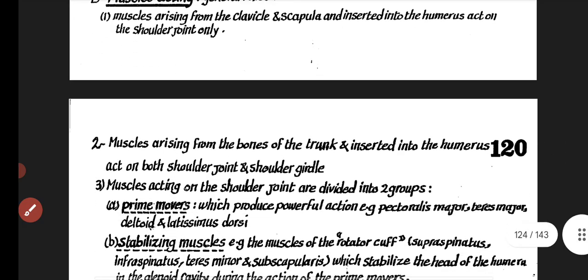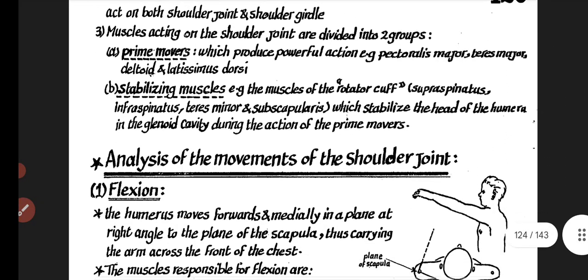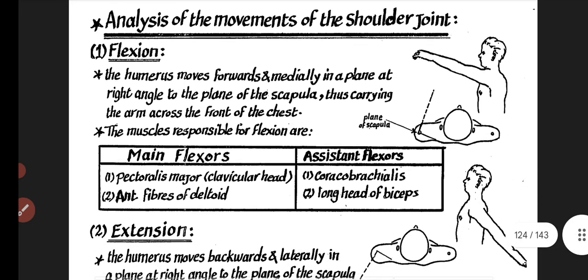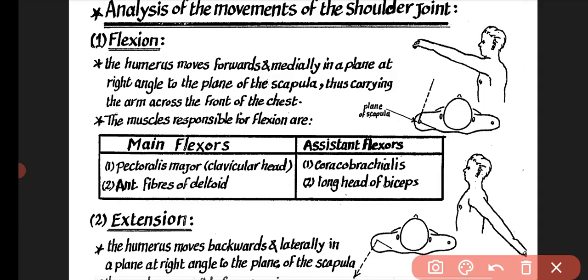What are the muscles for the shoulder joint? Okay, the muscles for the flexion movement. What are the main flexors? The pectoralis major and anterior fiber of the deltoid. The main flexors, and the assistant flexors are the coracobrachialis and long head of the biceps.